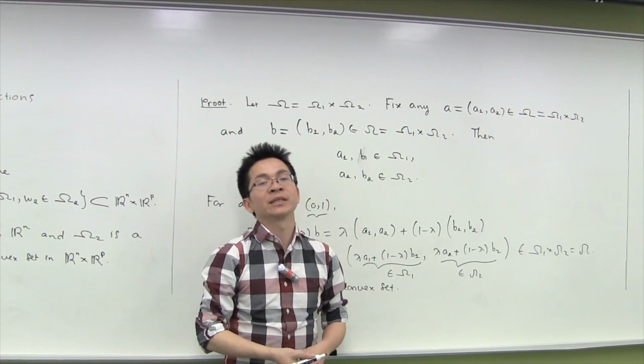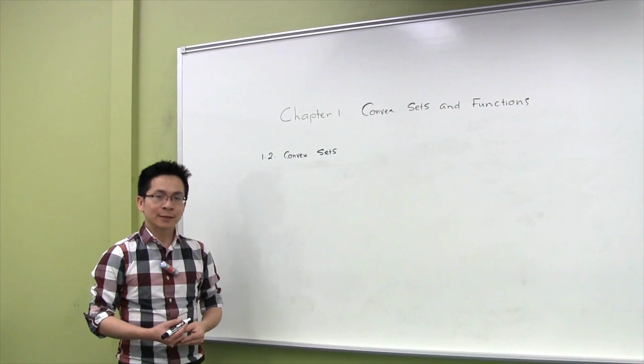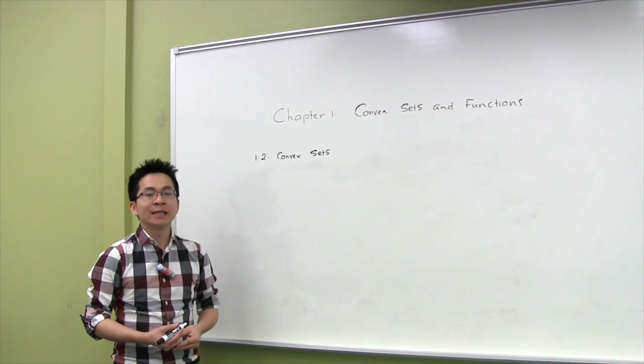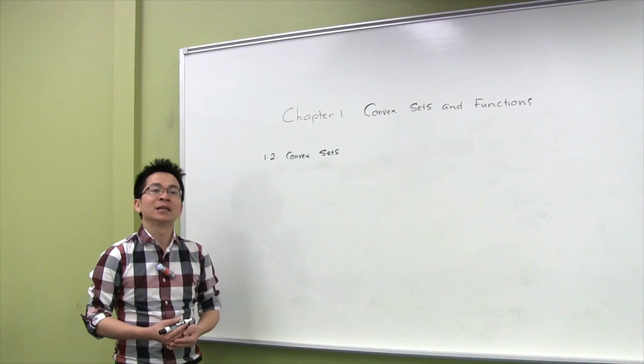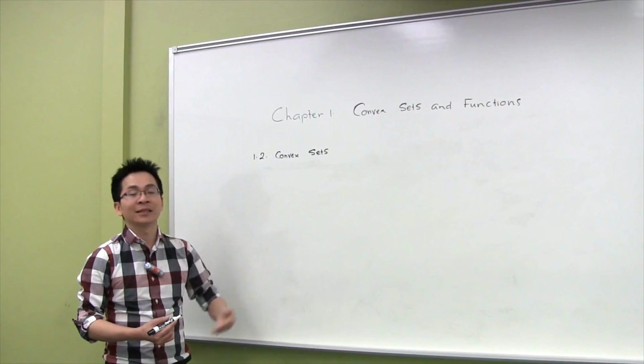And the proof is complete. Next, I'm going to show that convexity of sets is preserved under affine mapping. What does it mean by an affine mapping? Let me go ahead and give the definition.